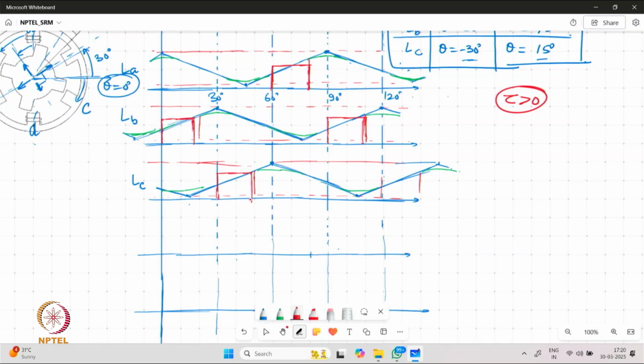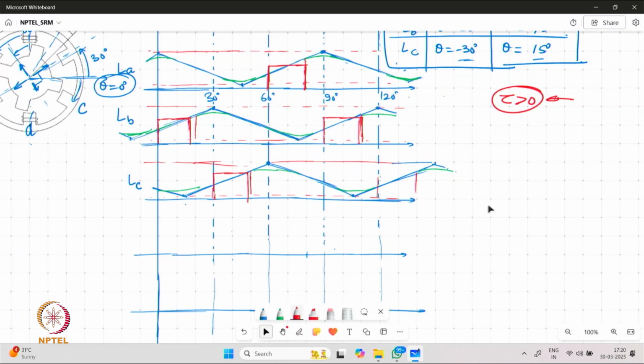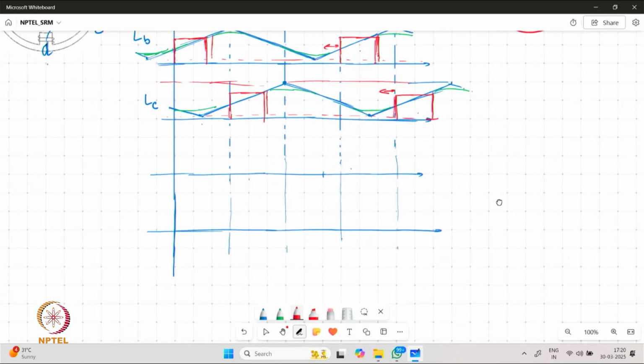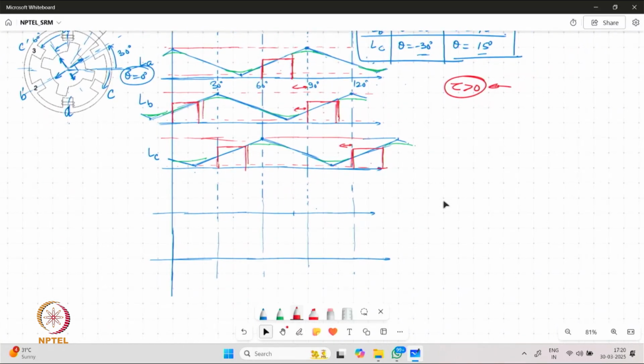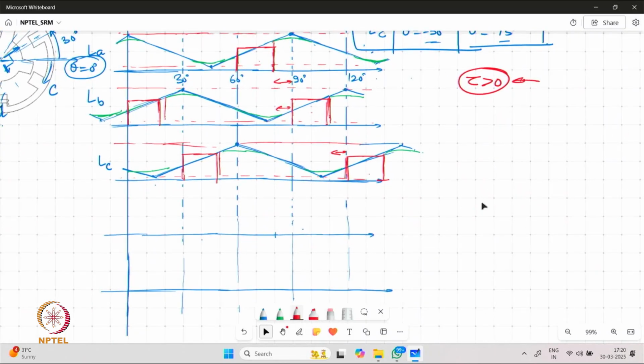So we find that the excitation for these phases should be given in sequence to maintain a positive torque value altogether. If we go on extending this plot, we'll find that each coil is excited after a gap of say 15 degree. So this is the excitation angle. We can also draw the corresponding current with a different color.